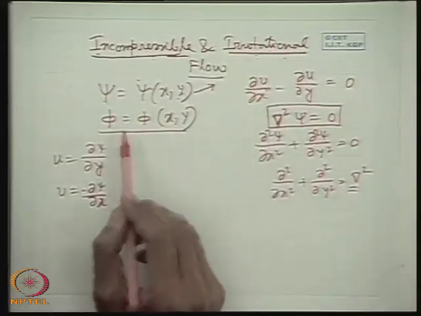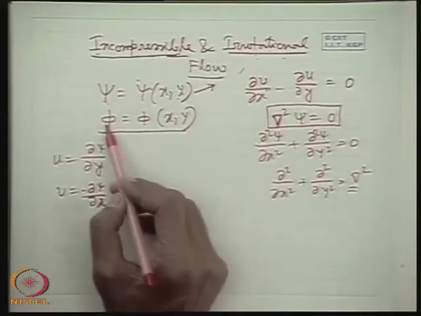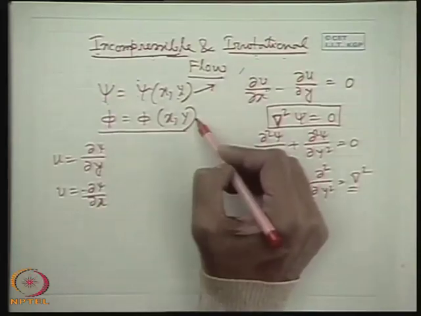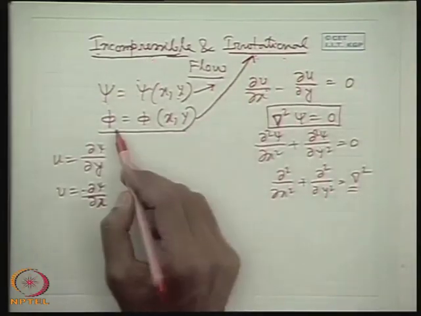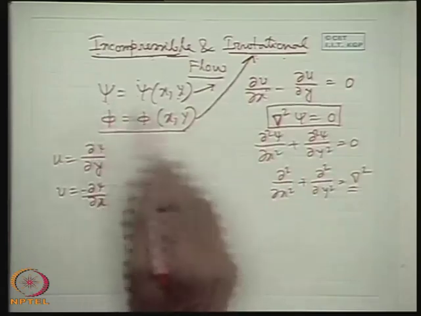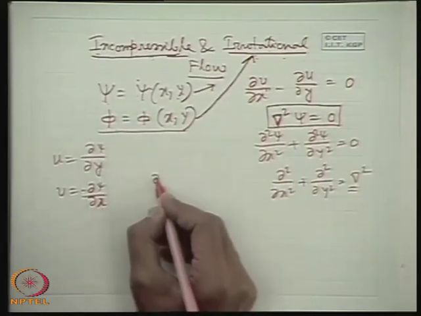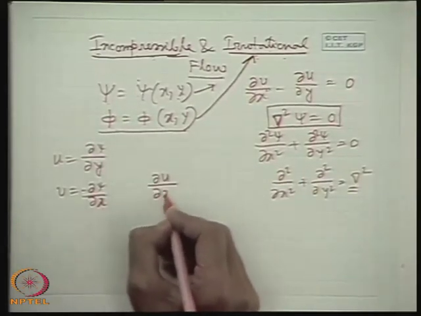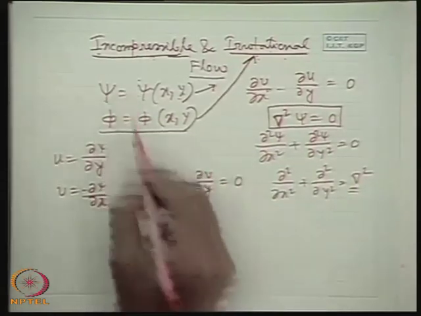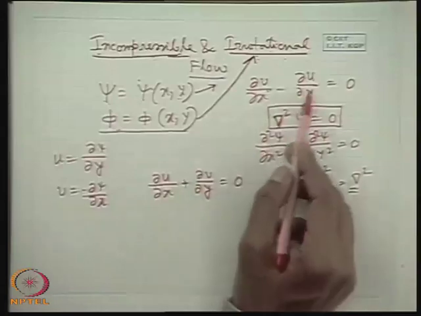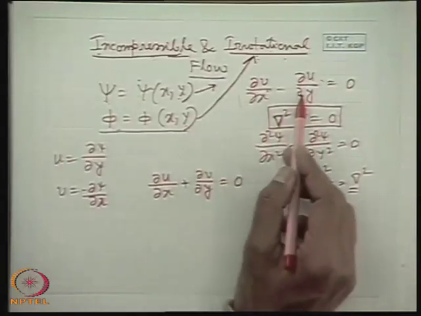Similarly, due to the irrotationality, the phi function exists. That means the phi function is a consequence of irrotationality. So if simultaneously the fluid is incompressible, what equation does this phi function satisfy? If you use the equation of continuity, psi satisfies it automatically, but not phi. Phi originates from irrotationality, and phi satisfies that equation automatically.